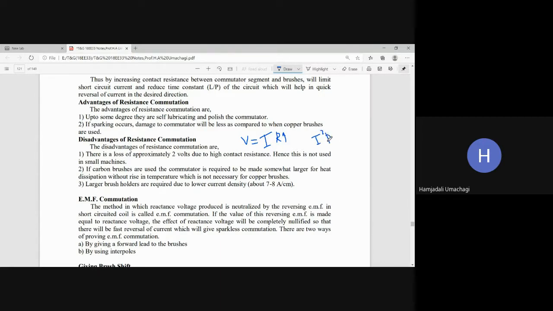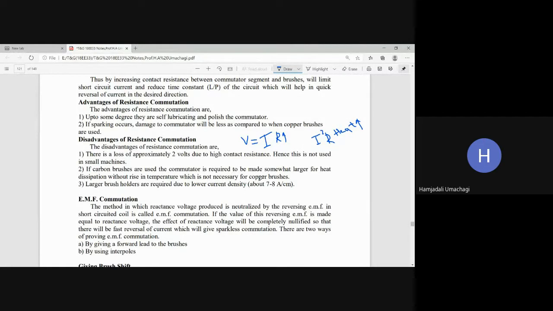So I square R losses are nothing but what? Physically, it will appear in the form of what? Heat. It will appear in the form of heat. Yes or no? So if I use carbon brushes, then resistance will be more, then I square R losses will be more, then proportionally huge temperature will be developed inside the machine. So to dissipate that heat, some large brush holders we have to use. So that brush holder size is going to be increased.